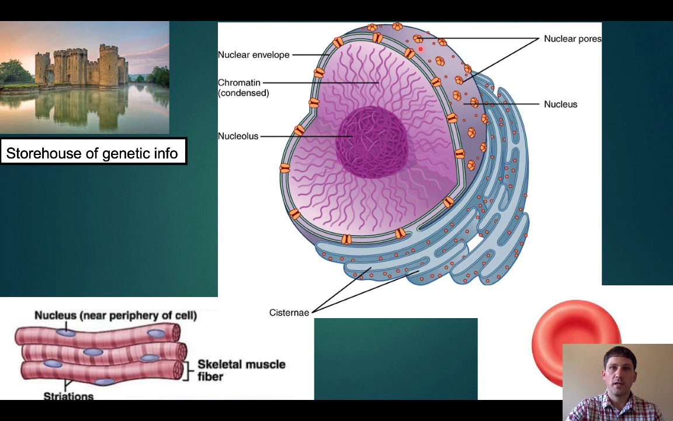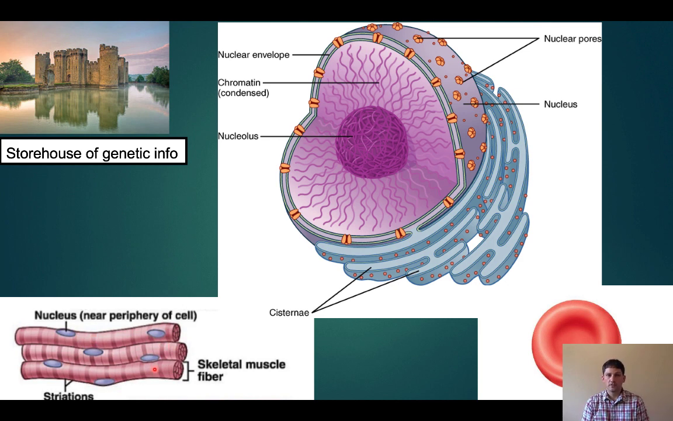So if we look at our nucleus, we see that it is surrounded with this nuclear envelope here. We have nuclear pores that are going to allow messages out and information in. And we can look at different cells in our body. So if we look at this skeletal muscle fiber, what you'll notice is that these cells actually are multinucleated.